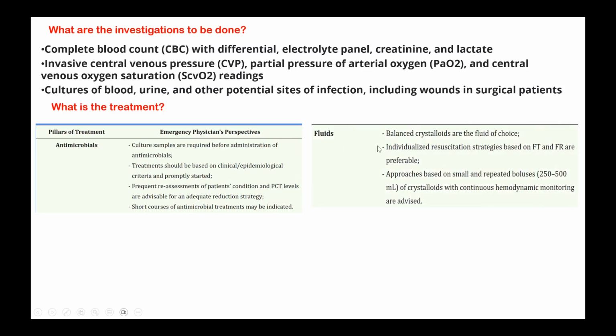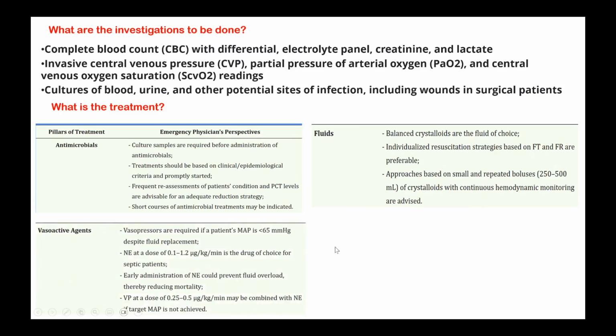So balanced crystalloids or other fluids can be given, as small repeated boluses of 250 to 500 ml. Fluid therapy and fluid responsiveness have to be assessed repeatedly to assess the status of hemodynamic stability. Then the third step is the vasoactive drugs. Vasopressors may be needed after fluid therapy if it is not able to sustain and produce an improvement in the mean arterial pressure. Immediately, don't wait, go for supplementation.